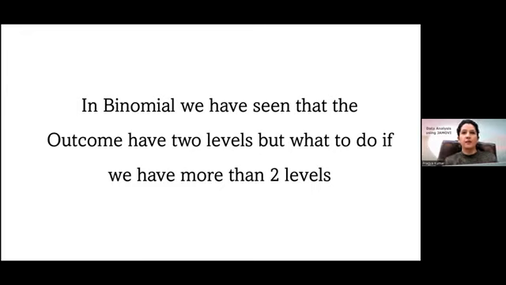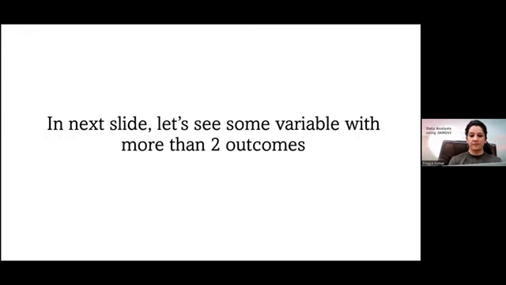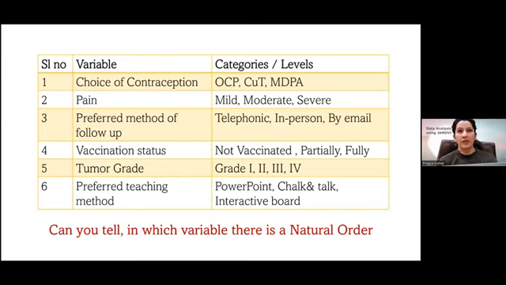So in binomial, we have seen that the outcome has 2 levels. But what to do if we have more than 2 levels? Now see this slide for a few seconds.